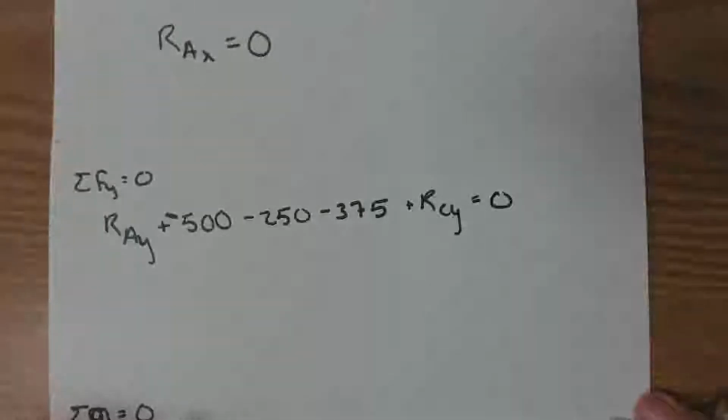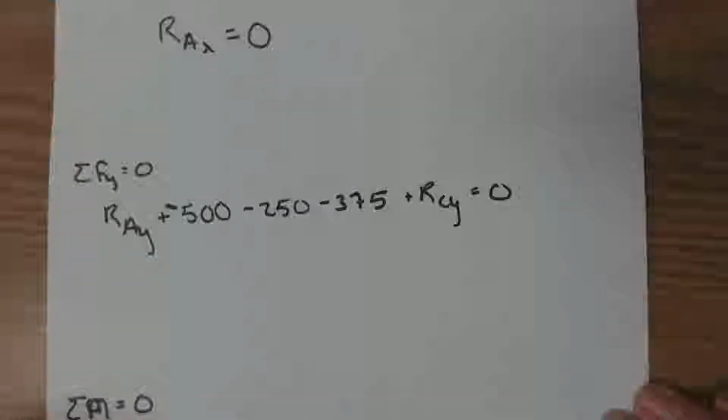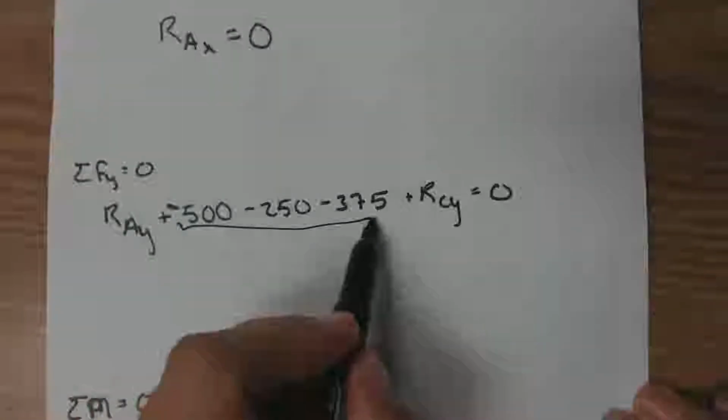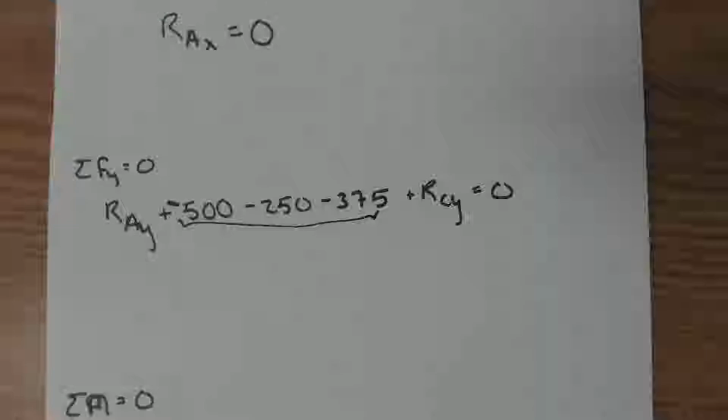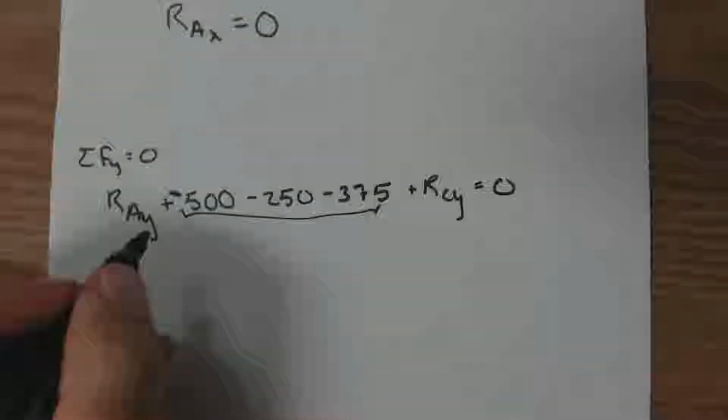Alright, all of those add up to get me 0. They must. Otherwise, my bridge is either rising or sinking. So let's combine our like terms. I have a negative 500 minus 250 more minus 375.